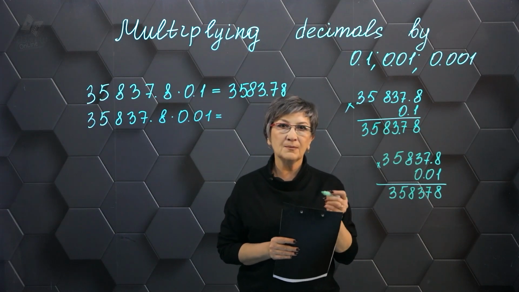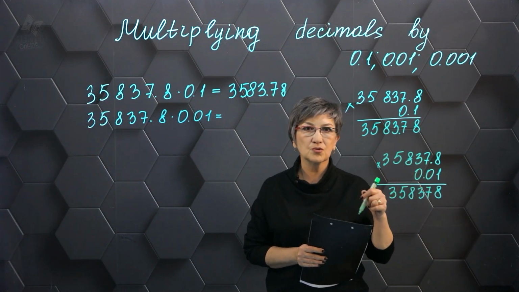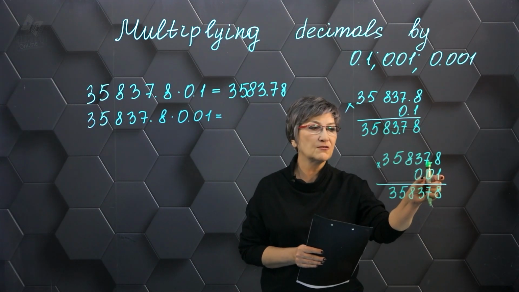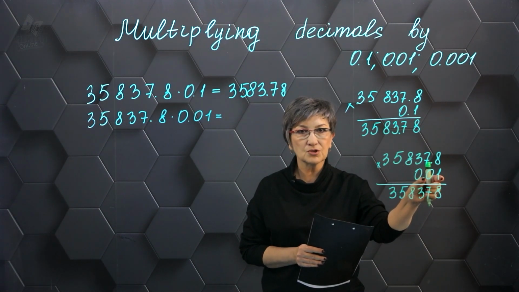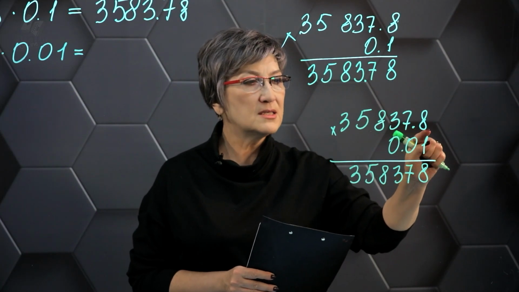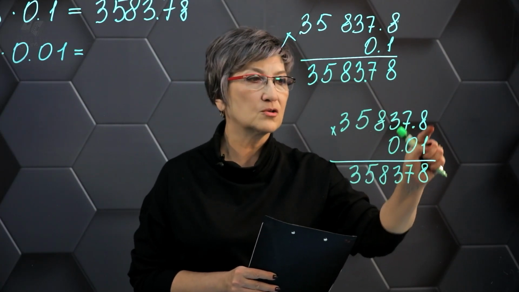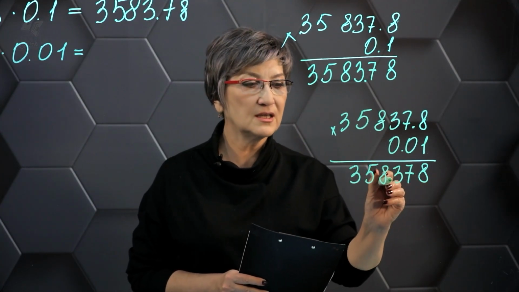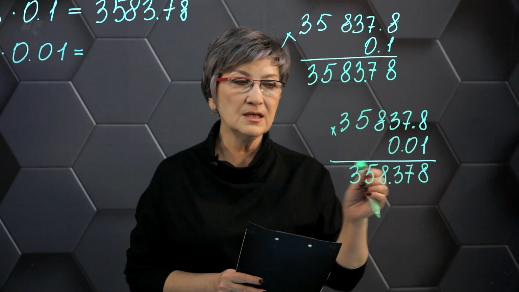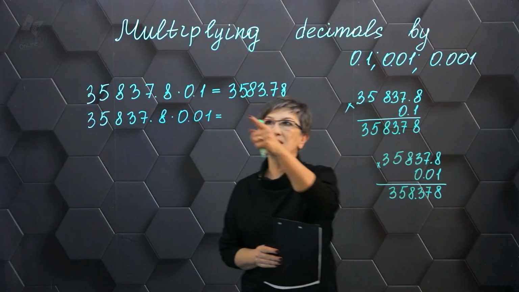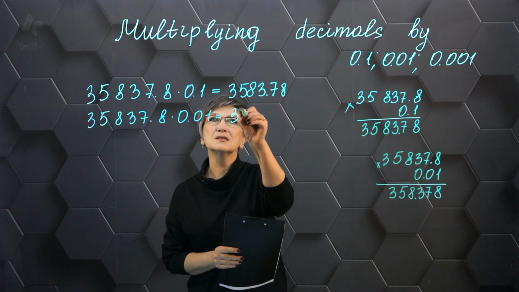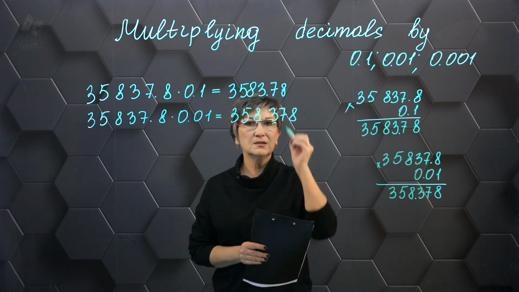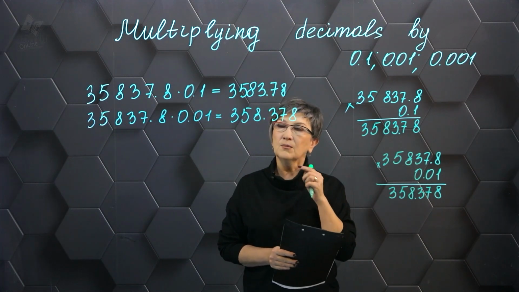Therefore, we are multiplying the decimal numbers without considering the decimal point. And now, in the answer, we have to count the number of digits after the decimal point. So, we count one sign and here is 1, 2 signs. So I have a total of 3 digits after the decimal point. So in my answer, I have to separate these 3 digits. Write down the answer. It turns out 358.378 thousandths.